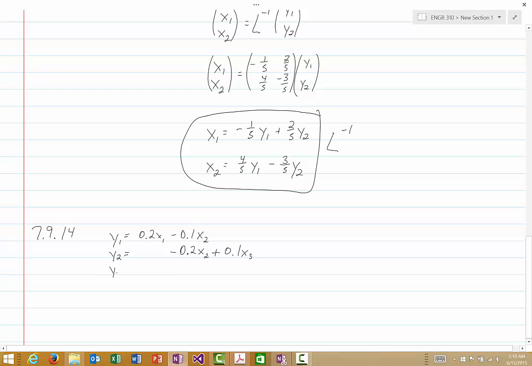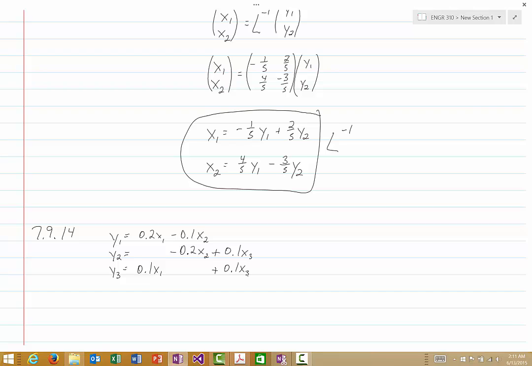And finally, y3 is equal to 0.1 x1 plus 0.1 x3. So whereas the linear transformation in the previous problem was mapping two-dimensional vectors to two-dimensional vectors, this one is mapping three-dimensional vectors x1, x2, x3 to three-dimensional vectors y1, y2, y3.